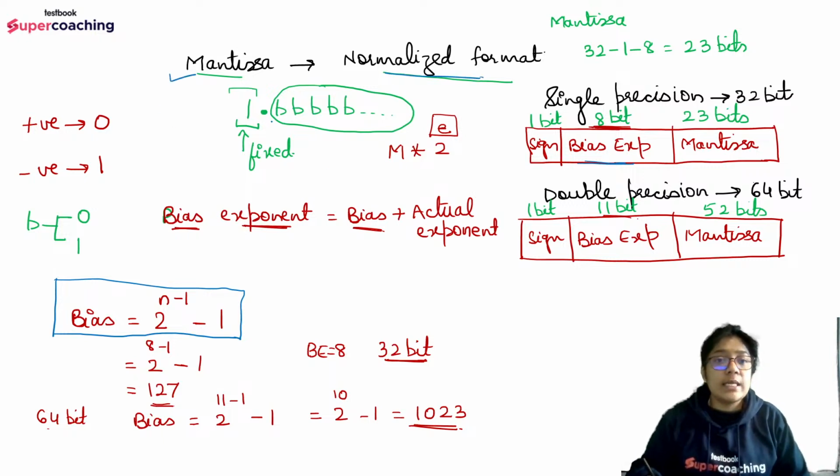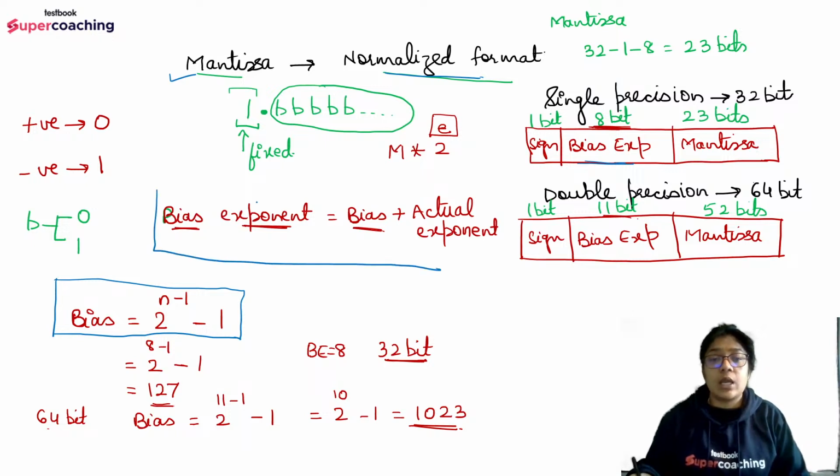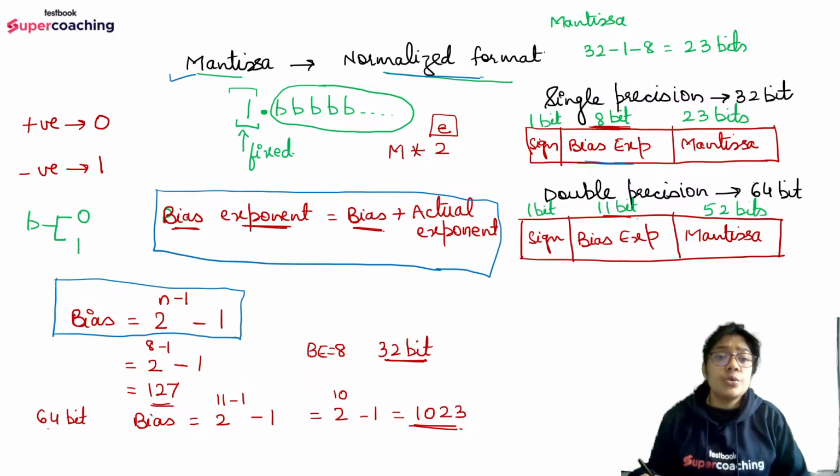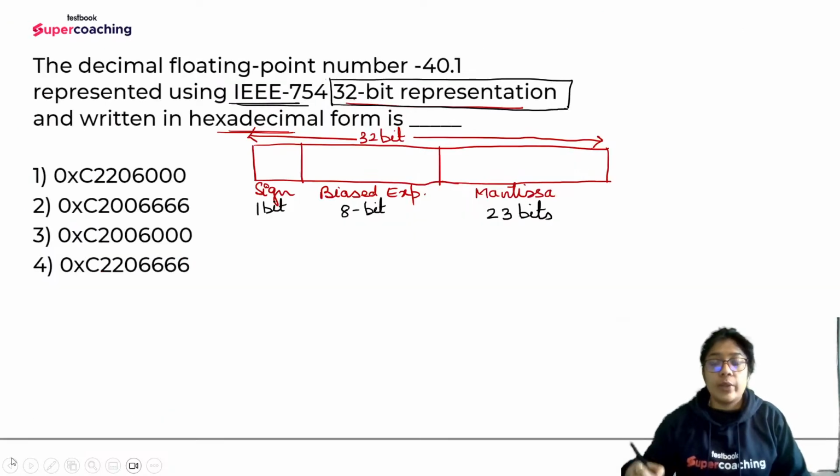Normalized format means decimal से पहले आपके पास एक ही digit होना चाहिए and that must be 1. Biased exponent is nothing but that is bias plus actual exponent. अगर actual exponent और bias पता है तो आप biased exponent calculate कर लोगे. Sometimes you know the value of biased exponent and bias, so you can calculate the actual exponent by subtracting them. Okay. If this is clear, then let's solve our question.